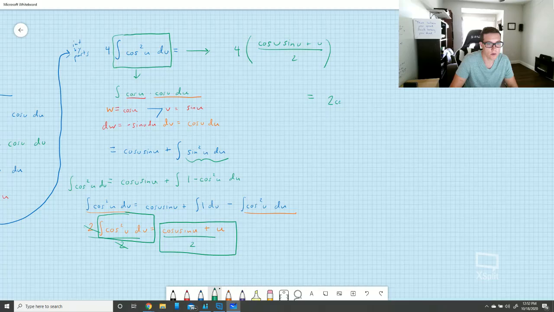2 cosine u sine u plus 2u. Okay, I distributed the 2 after I reduced everything. Now comes the last part.